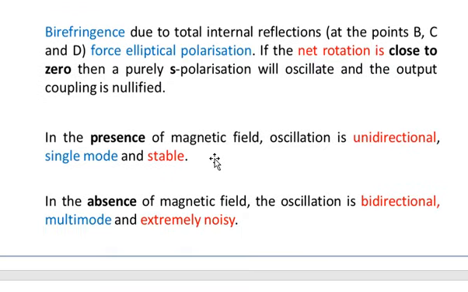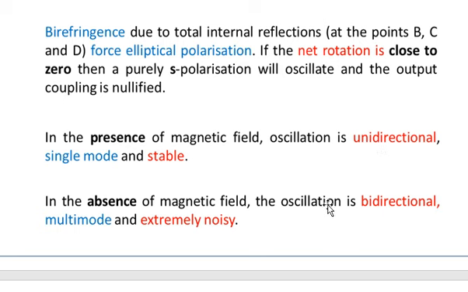In the presence of the magnetic field, oscillation is unidirectional, single mode, and stable. So you see that this is the advantage: in the presence of the magnetic field, the oscillation is unidirectional, single mode, and stable. And you know that unidirectional crystals always allow single mode oscillations to take place. And of course, the cavity is highly stable because it is a monolithic cavity. It is the same structure, not different structures.